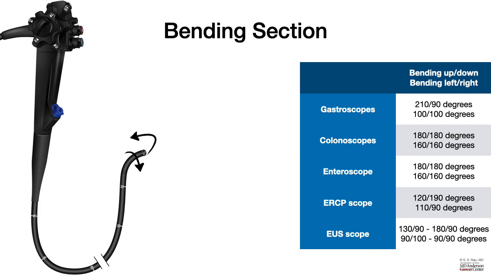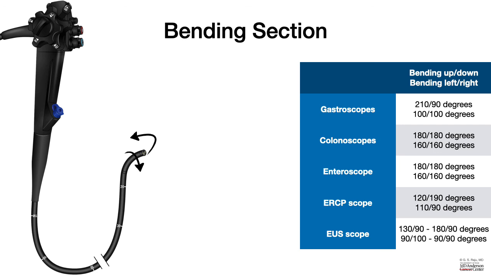So let's look at this, and why is it important to know the bending section. So say for example, you are taking care of a lesion high up in the stomach where you need to deflect your tip all the way up. You should check your scope and make sure it is able to flex all the way up with a maximum of 210 degrees so that you could reach those areas and manage the problem. That's why it's important to check what type of scope you need.